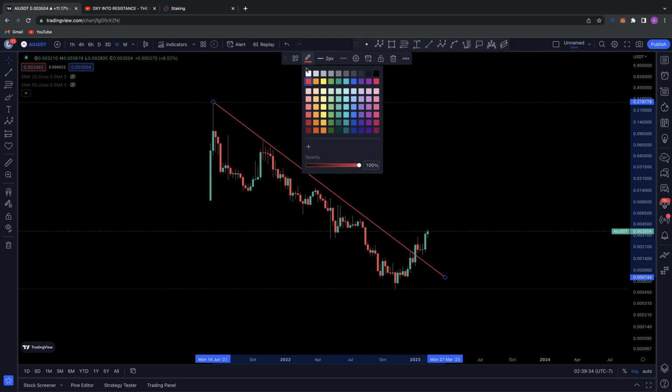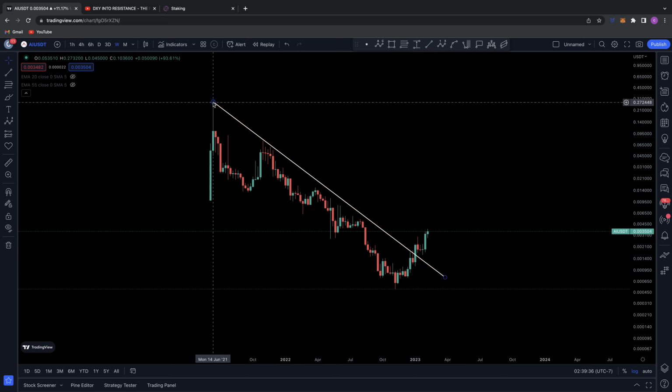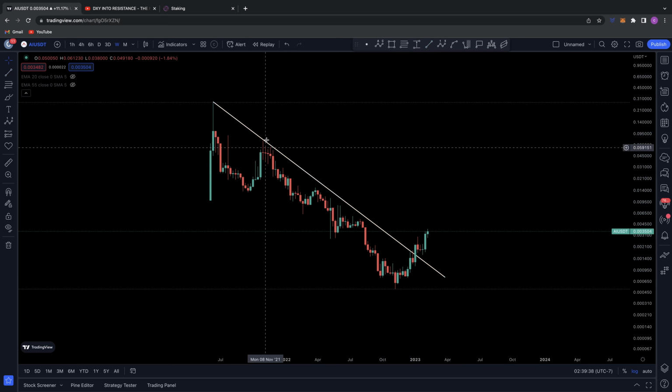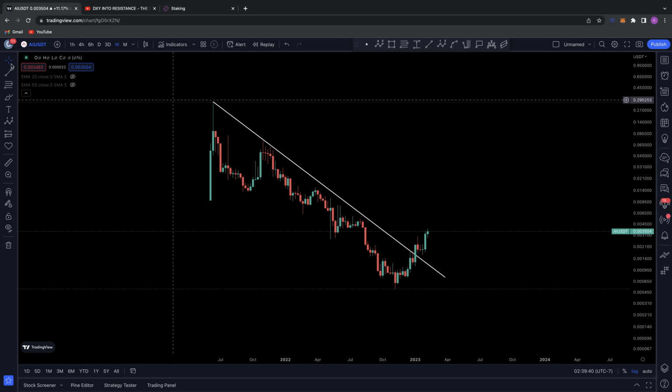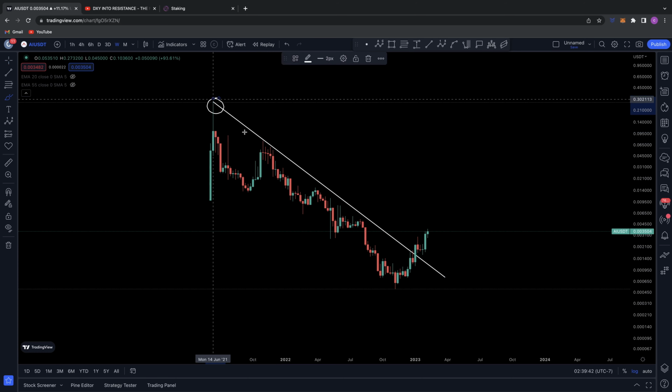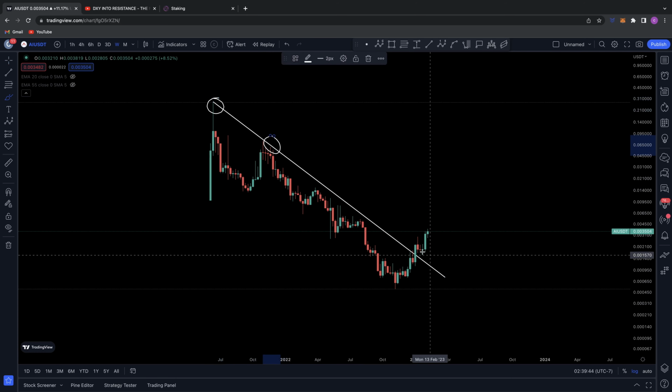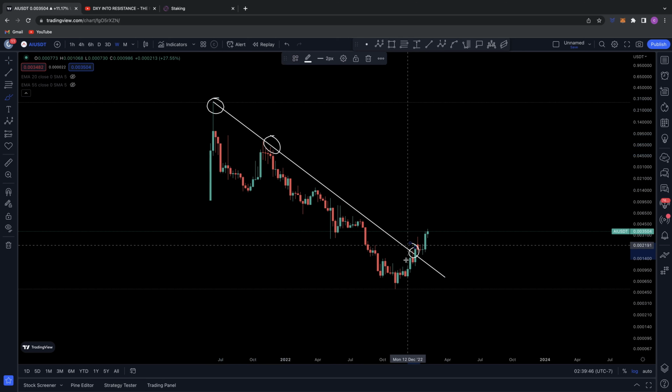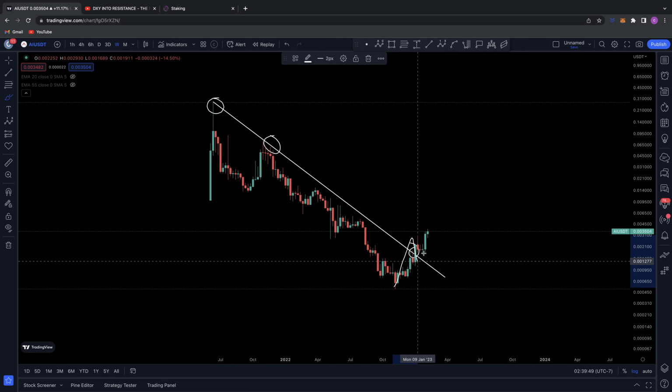Let me turn that to white quickly. So going off the wick high back in June 2021, you came up and you met resistance here in November. And what you could see, going off the wicks, is that this trend line was actually broken in January, and you've held it as support, and right now you're starting to take off.